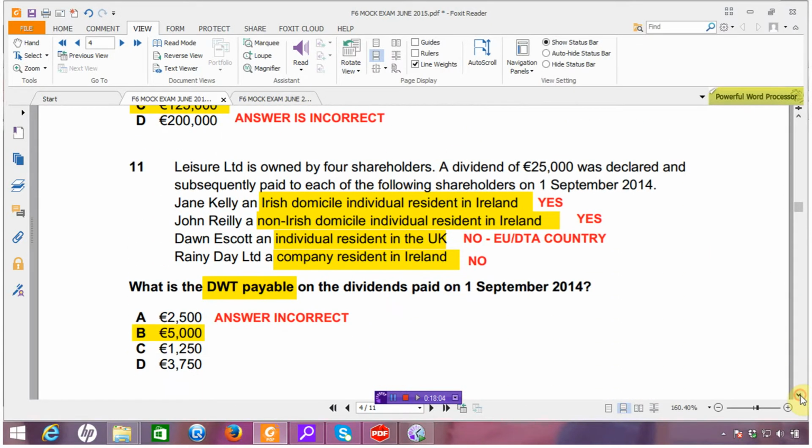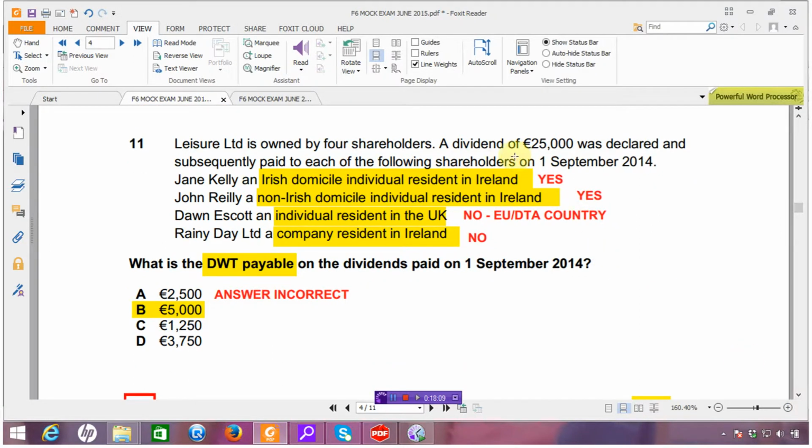Next one, number 11. We've got an error here as well, I believe. We've got a company that is owned by 4 individuals. We've got a dividend being paid out to each of the individuals, and in effect they've got slightly different circumstances. Now, the way that I see it is that where DWT is going to be payable in respect of the dividends, it's going to be for any Irish resident individual, and that would make it these two for me. So in fact the answer is B in this case rather than A.